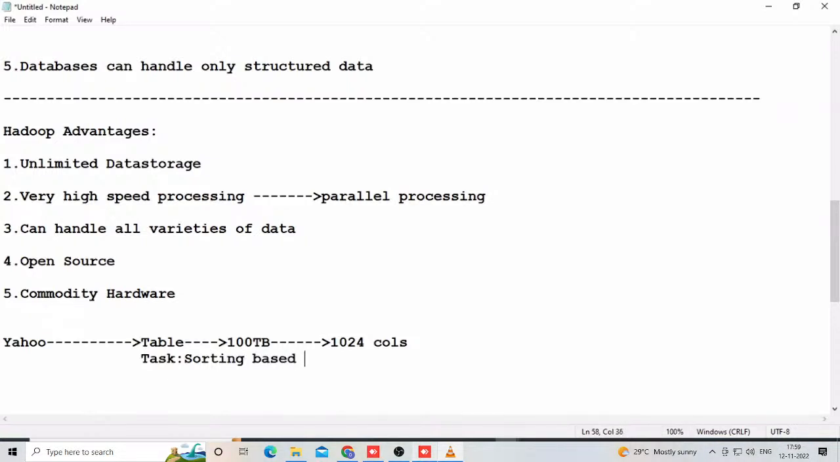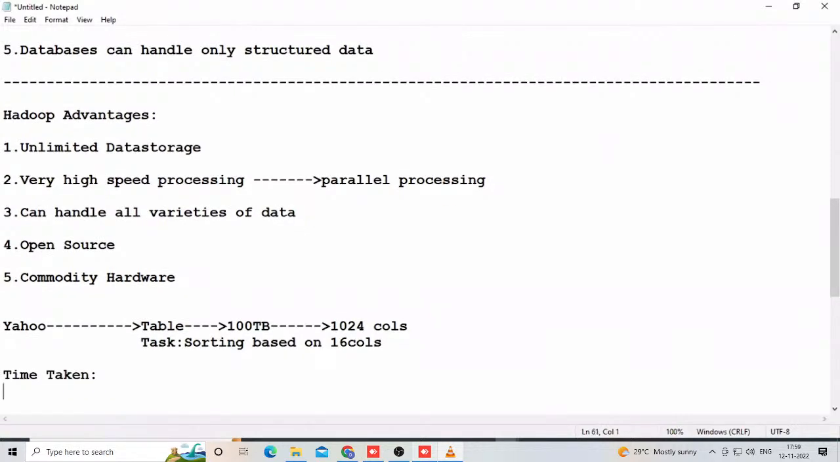Sorting based on 16 columns, right? So what is the time taken by different databases? Time taken by different databases. Here, Oracle has taken nearly 3.5 days, right?